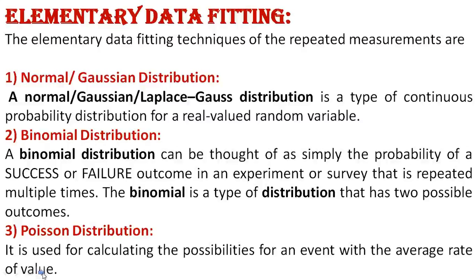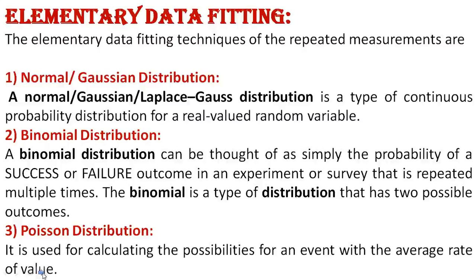Now the second one is the binomial distribution. The binomial distribution can be thought of as a simple probability of a success or failure in an experiment or survey that is repeated multiple times. The binomial is a type of distribution that has two possible outcomes. So when the data has only two outcomes, such as good or bad, suitable or not suitable, we have to use a binomial distribution.